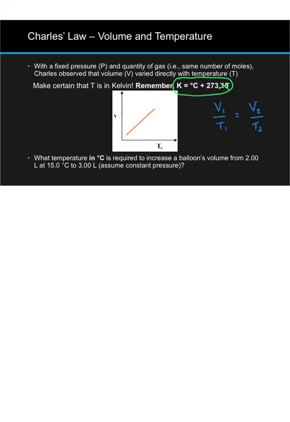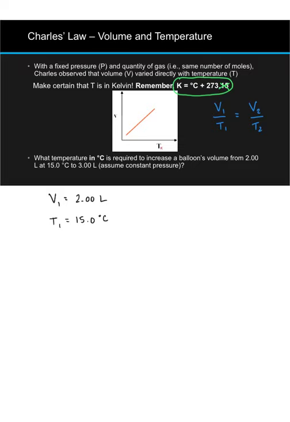Like in the previous examples, if we can come up with a list of variables, things that we know and things that we'd like to know, this can help us identify the appropriate equation to use to solve this gas problem. We know originally that our gas had a volume of 2 liters and a temperature of 15 degrees Celsius. So I know that V1 is 2 liters, T1 is 15 degrees Celsius.